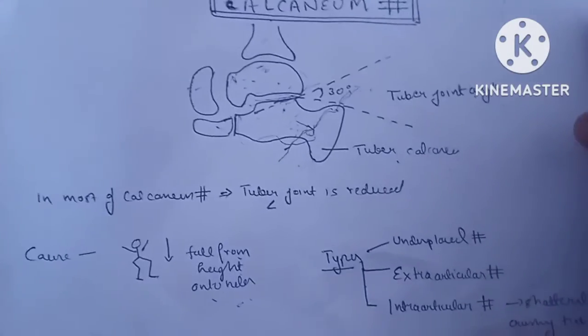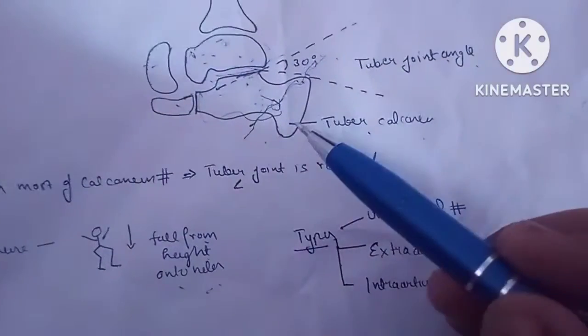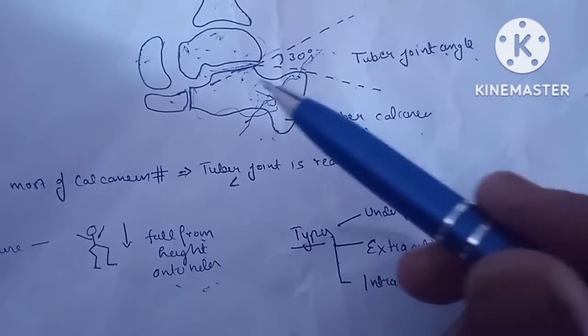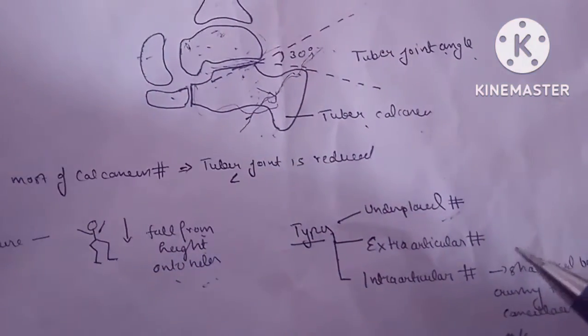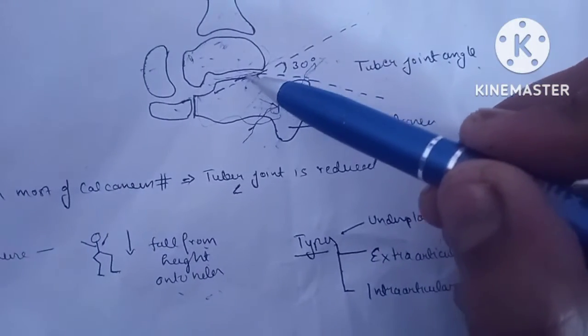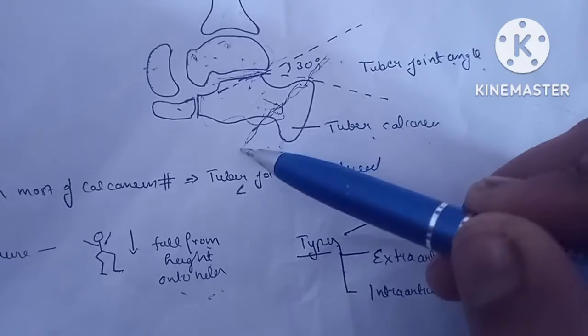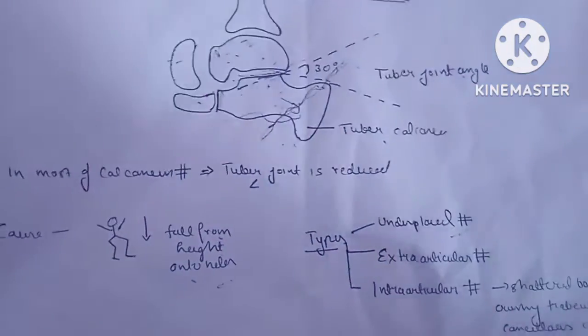The types of calcaneum fracture include an undisplaced fracture, a fracture involving a part of the calcaneum with no displacement of any other part. The extra-articular fracture does not involve the superior articular facet of the calcaneum, so it may run from the tuber calcanei vertically from up to down.